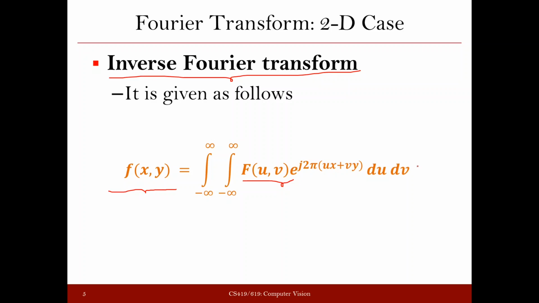if you compare this formula with the 1D case, again you will find that it is very, very similar. In place of one variable, you have two variables here. In case of f(x), you have f(x,y), and in case of F(u), you have F(u,v) here. And in this term, earlier we had only j2 pi ux. Now you have here j2 pi vy as well, along with j2 pi ux. Okay, so this formula is again very similar to the inverse Fourier transform of the 1D case.